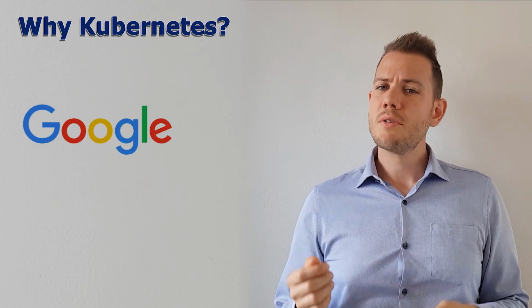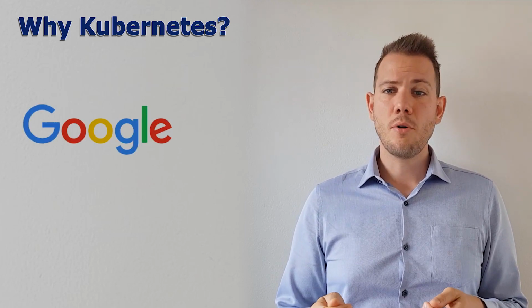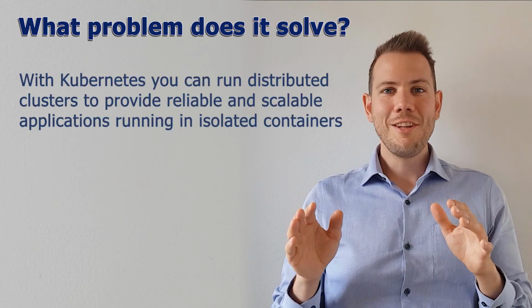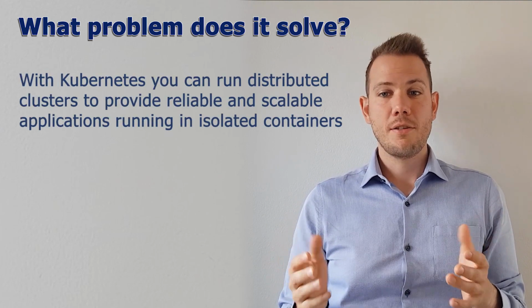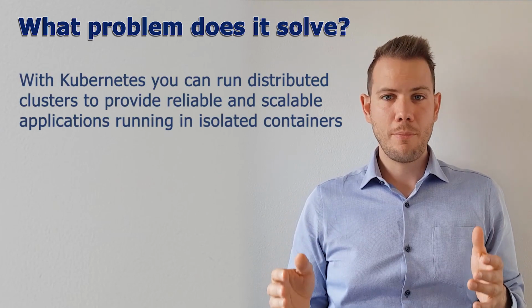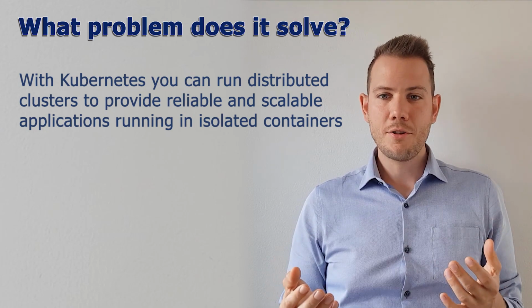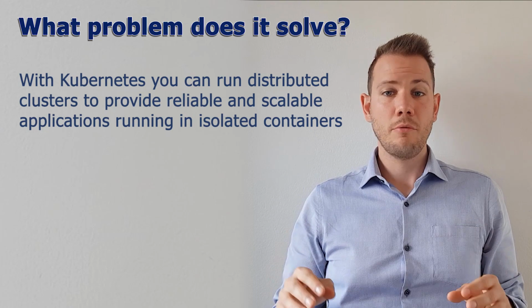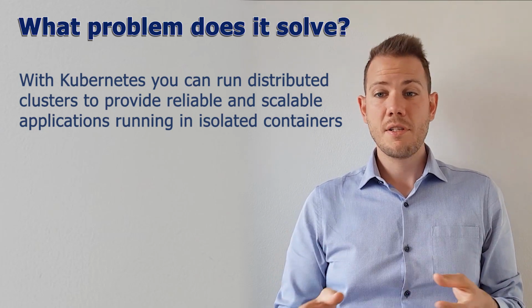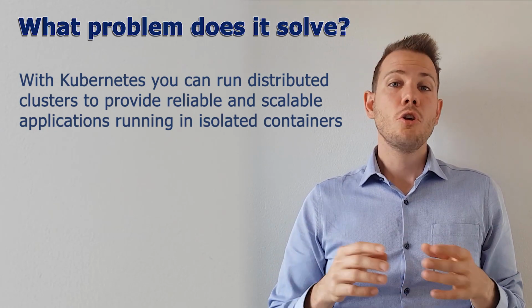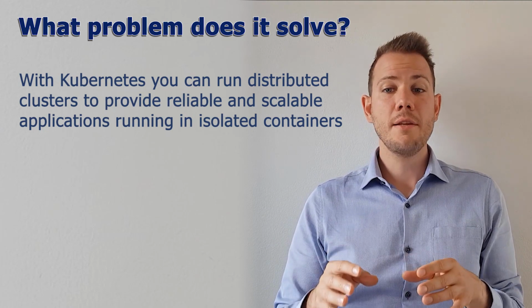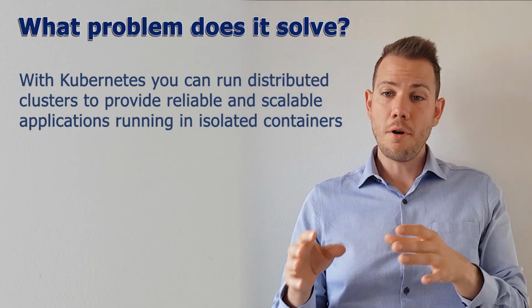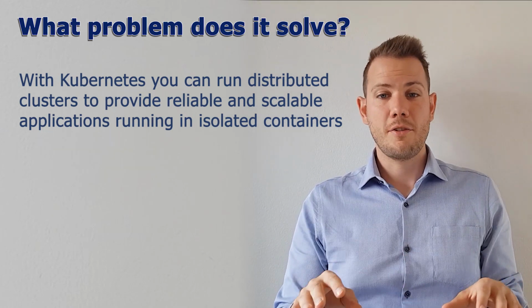Designed by Google, this prominent open source container orchestration system makes managing complex setups not only possible, but even easy. With Kubernetes, you can run distributed clusters to provide reliable and scalable applications running in isolated containers. This means that Kubernetes is typically installed on multiple redundant nodes, and if one of these is taken offline or fails, Kubernetes makes sure that the containers or replicas that were on the failed host are created elsewhere.